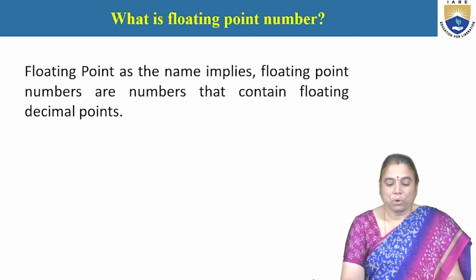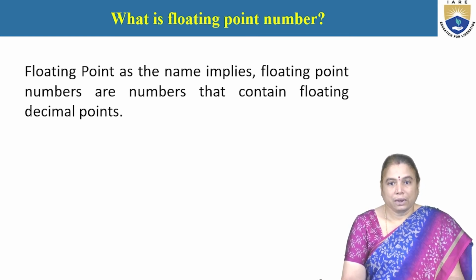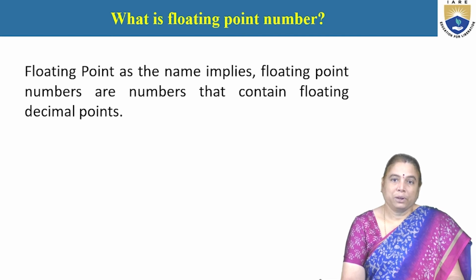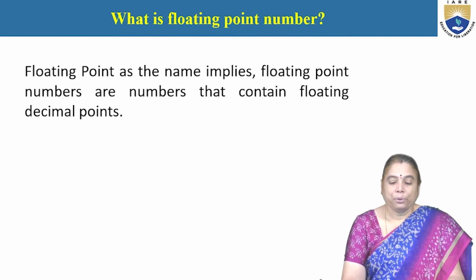What is floating point? Floating point, as the name implies, are numbers that contain floating decimal points. Generally, in a system, IEEE formats can be used to represent the floating points in a scientific notation.